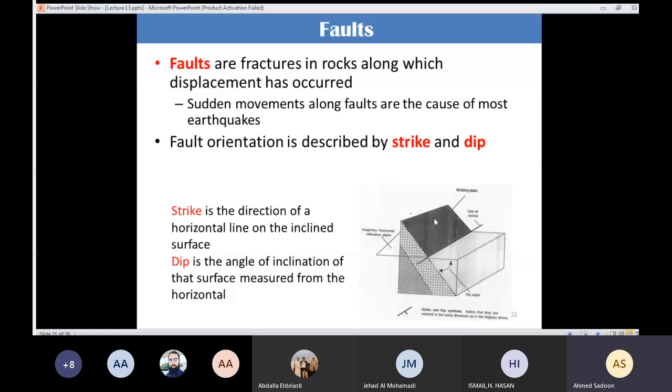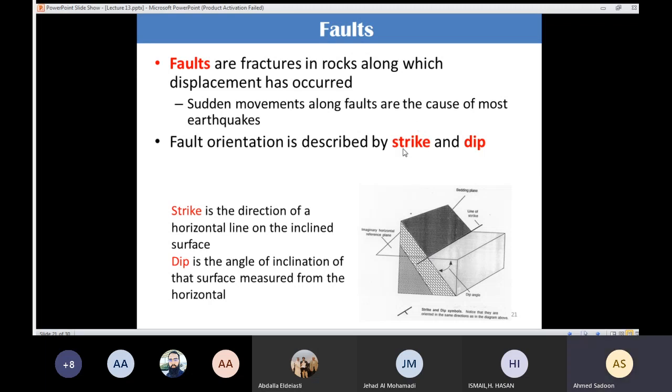The direction of the horizontal line on the inclined surface, this is the inclined surface, and here we have the horizontal line. So we call this strike, or line of the strike. And the dip is the angle of inclination. So the dip is the angle of inclination measured from the horizontal surface.